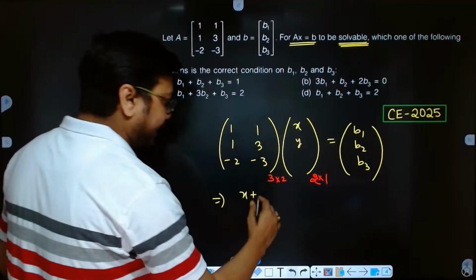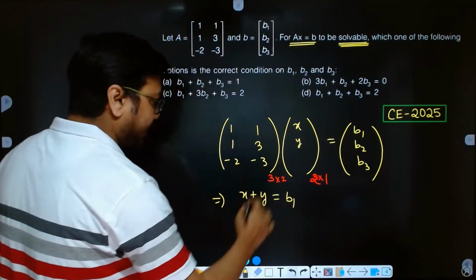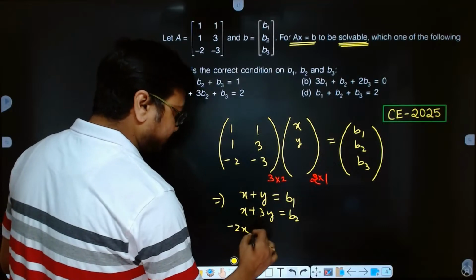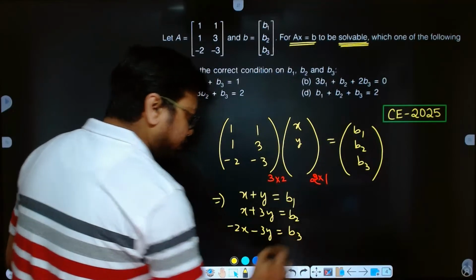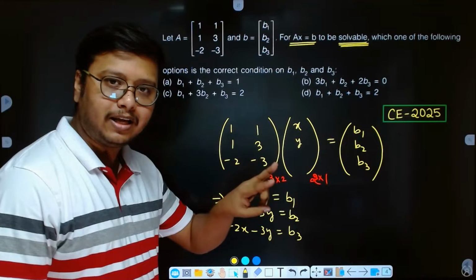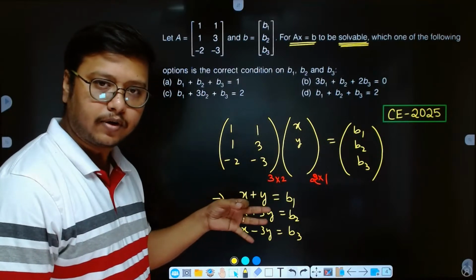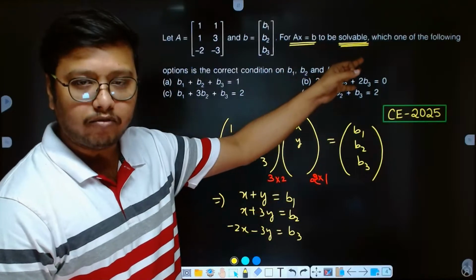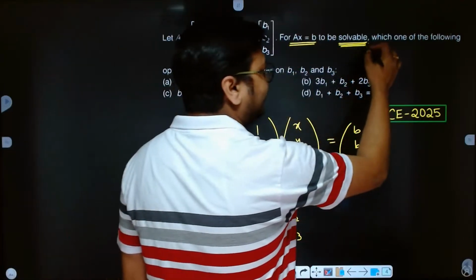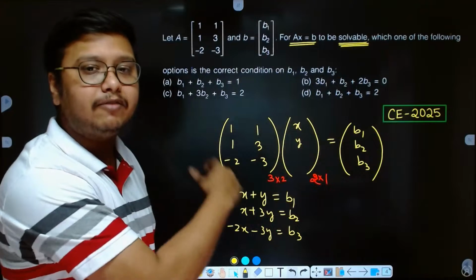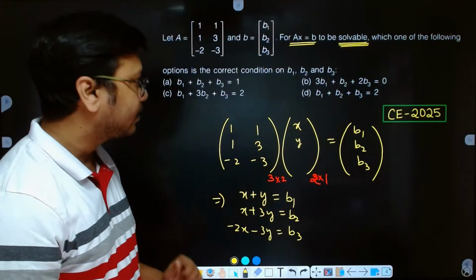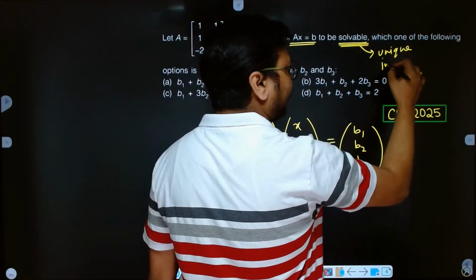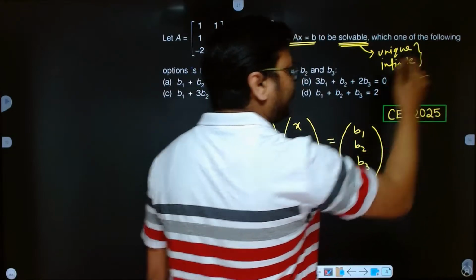If I multiply: x plus y equals b1, x plus 3y equals b2, minus 2x minus 3y equals b3. So you can see that here we have 2 variables and 3 equations. It is asking that this system of equations has to be solvable. Solvable means either it can have a unique solution or it can have infinite solutions. The no solution case cannot happen. So either this can have a unique solution or an infinite solution, either of the two.